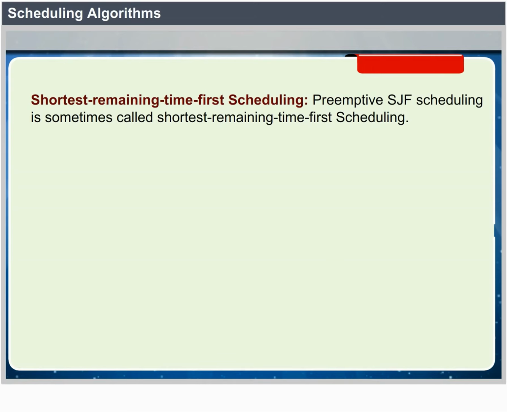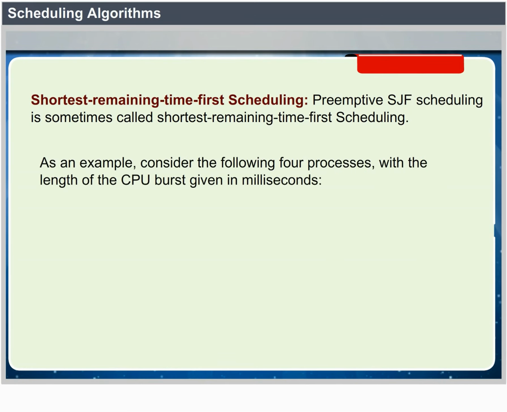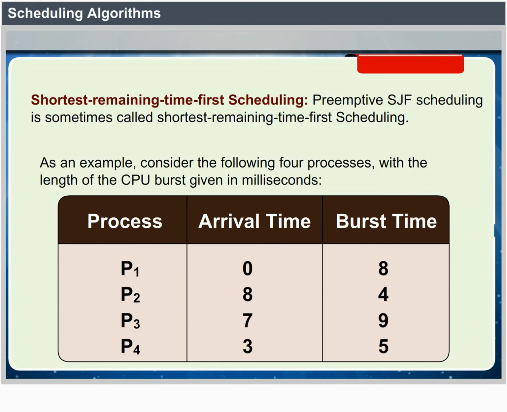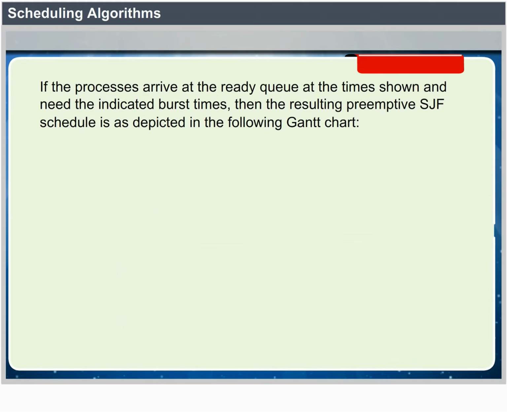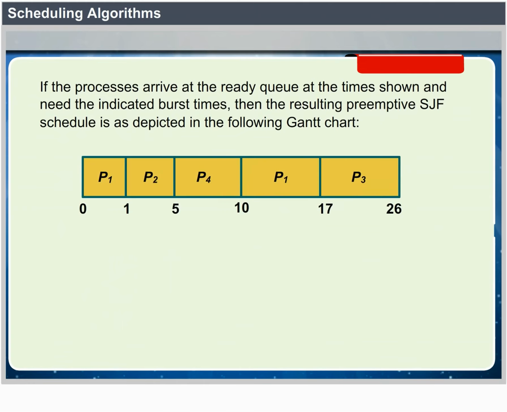As an example, consider the following 4 processes with the length of the CPU burst given in milliseconds. Process P1, arrival time 0, burst time 8. Process P2, arrival time 1, burst time 4. Process P3, arrival time 2, burst time 9. Process P4, arrival time 3, burst time 5. If the processes arrive at the ready queue at the times shown and need the indicated burst times, then the resulting preemptive SJF schedule is as depicted in the following Gantt chart.